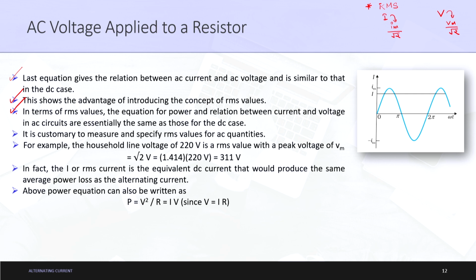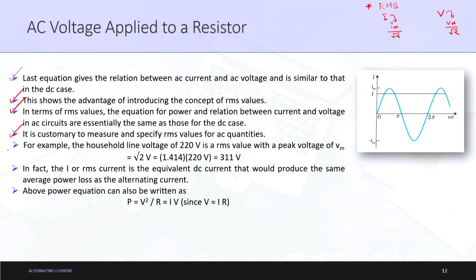So, this formula came out to be the same, only there was a multiplying factor obtained for AC voltages. If we divide Vm by root 2 and Im by root 2, we get the values for DC voltage. So, it is customary to measure and specify RMS values for AC quantities.